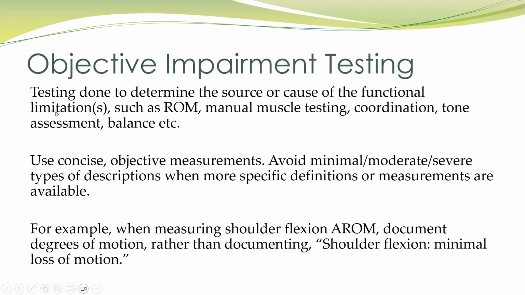Objective impairment testing, so testing done to determine the source or cause of the functional limitations, such as range of motion, manual muscle testing, coordination, tone assessment, balance. Use concise objective measurements. Avoid minimal, moderate, severe types of descriptions when more specific definitions or measurements are available. For example, when measuring shoulder flexion, document degrees of motion rather than documenting shoulder flexion, minimal loss of motion. So the real degrees, objective measurements, those are the keys.